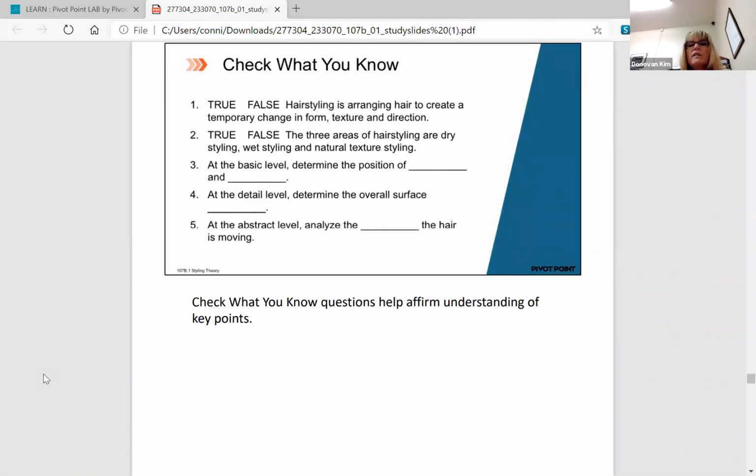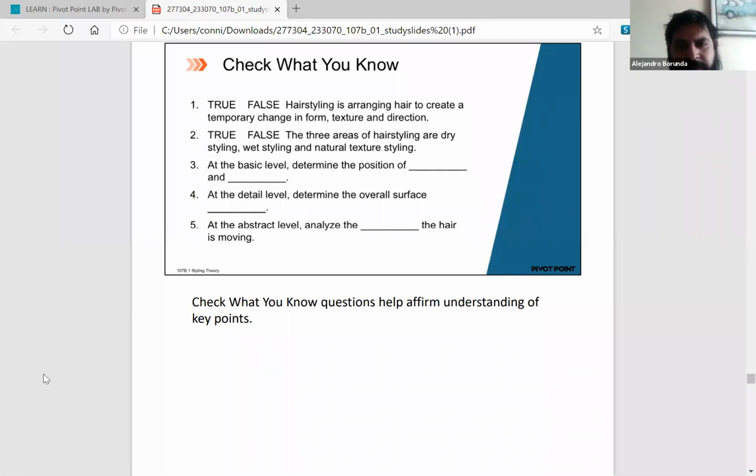So true or false, here's our questions here. Hairstyling is arranging hair to create a temporary change in form, texture, and direction. That one's true. True or false? The three types of hairstyling are dry styling, wet styling, and natural texture styling. That was true also. At the basic level, determine the position of blank and blank.